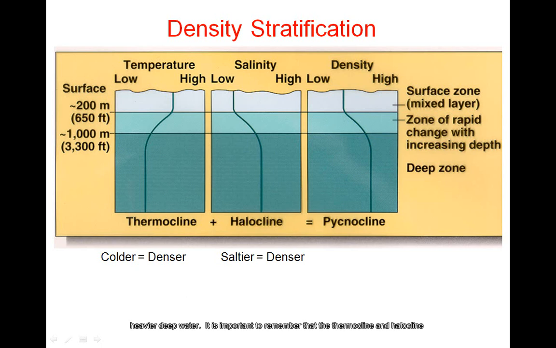It is important to remember that the thermocline and halocline are what cause the pycnocline to exist. And because the lightest water is at the top of the ocean and the heaviest water is at the bottom, the ocean has density stratification and is therefore vertically stable. That is, ocean water does not want to move up or down. It is already where it wants to be according to its density.